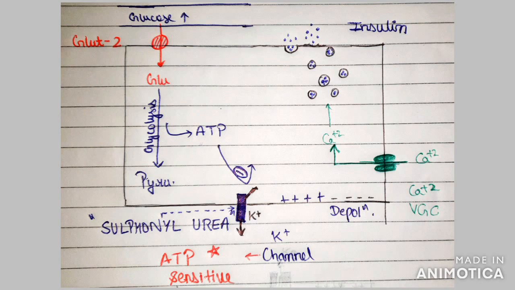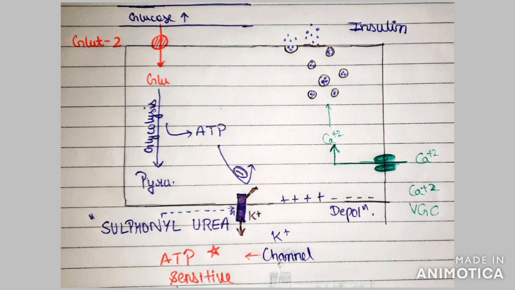will cause depolarization. Now, when the depolarization occurs, it will activate the calcium VGCs, voltage gated channels. These channels will open and allow calcium ions to leak inside the cell. And the calcium will do its classical function of promoting exocytosis, and that will release the insulin vesicles outside the cell membrane. Now some additional points are that these GLUT2 proteins don't require insulin for their functioning, meaning they can work independent of insulin.